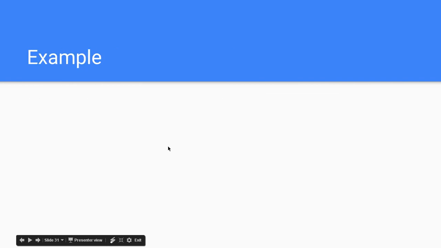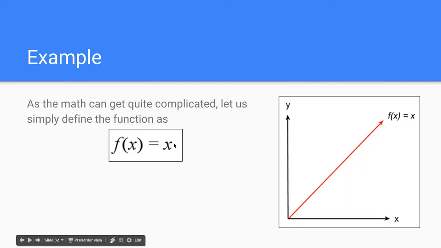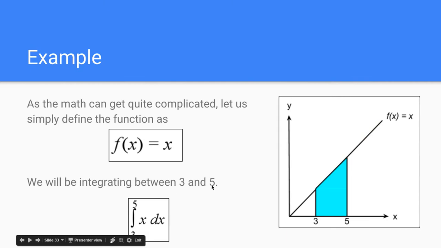So we're going to do an example where we're not going to estimate a value, we're going to actually derive the real value from an integral. As the math can get quite complicated, let us simply define the function as f of x equals x. So this is just a very, very simple function. The reason I'm using such a simple function is just because it will be very easy to do, because this can get very complicated. We will integrate between 3 and 5. So we will be integrating that area under the curve. The function is just x, and we're integrating from 3 to 5.